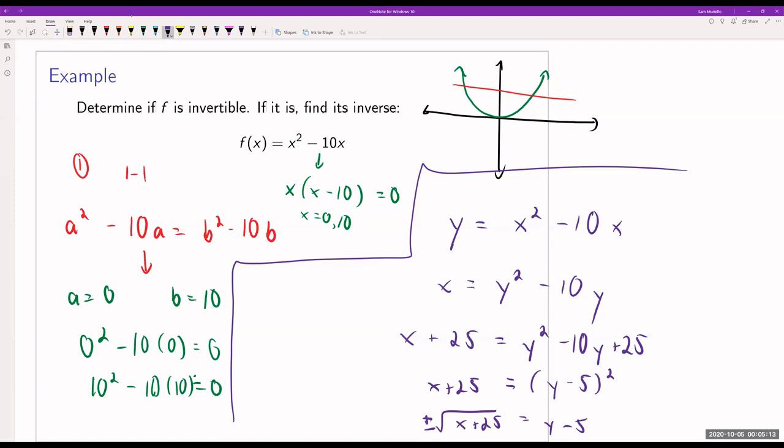Because I've got this plus or minus, I've now got these two different outputs. So because I took a square root, this will not end up working. No matter which way I think about it, the horizontal line test, two different inputs giving me the same output, or the actual algebra of finding the inverse, there are three different ways of realizing that it is not invertible.